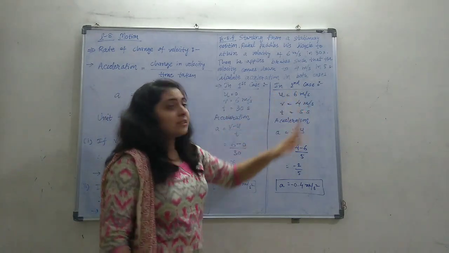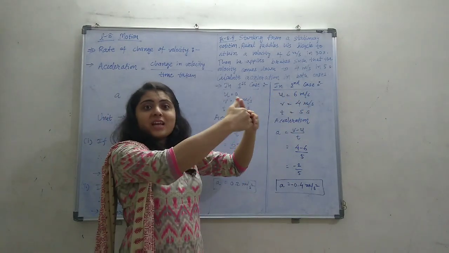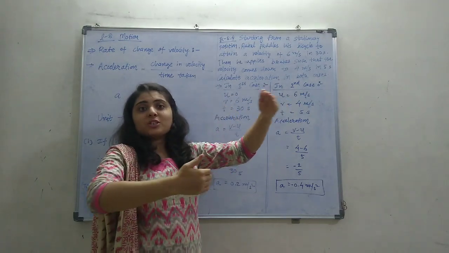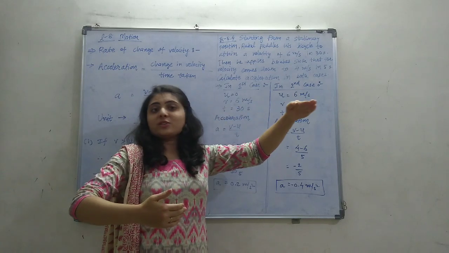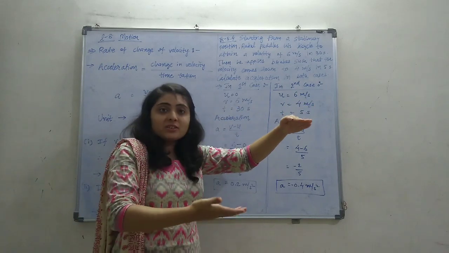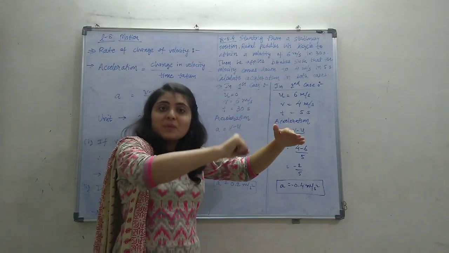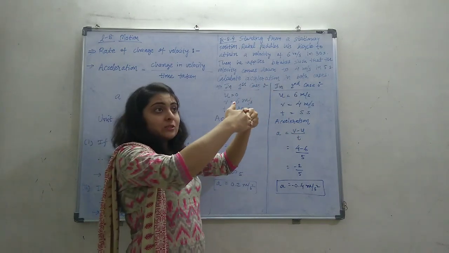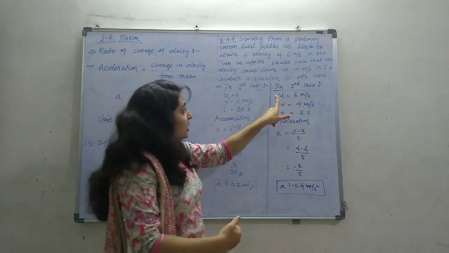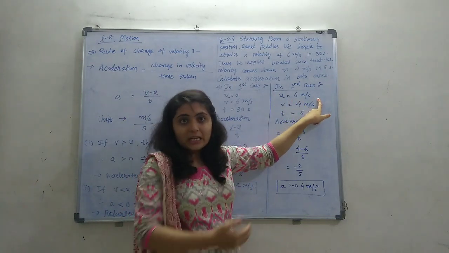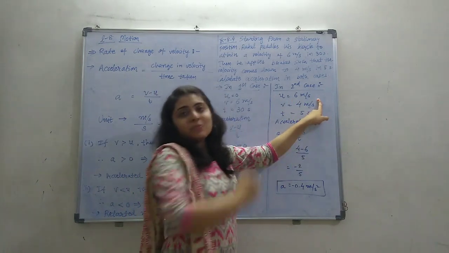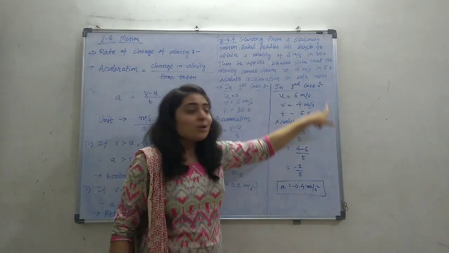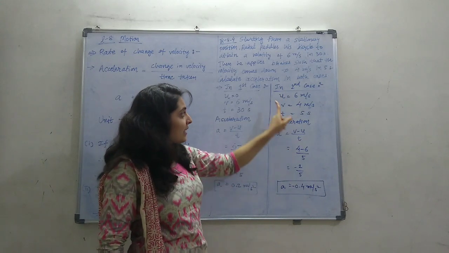For the second case, the bicycle is now at 6 meter per second and it travels at a constant 6 meter per second velocity. After some time, Rahul applies the brakes, right? So now 6 becomes the initial velocity, u is equal to 6 meter per second. From that point, he applies the brake and the final velocity becomes 4 meter per second. So for the second case, the data is like this.